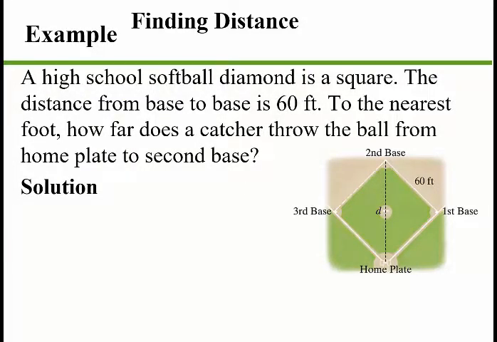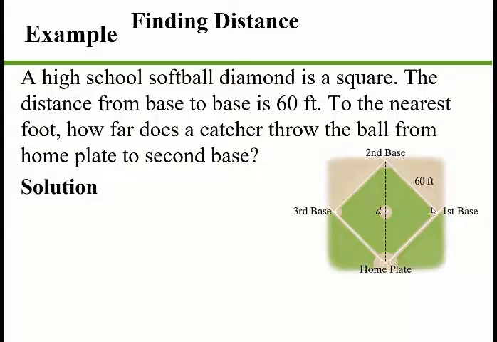All right, let's do a baseball example. So a high school softball diamond is a square. You can see over in the picture here. So the distance from base to base is 60 feet. All right. So to the nearest foot, how far does a catcher have to throw the ball from home plate right here to second base right here?